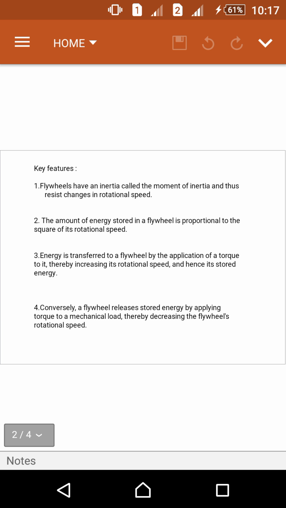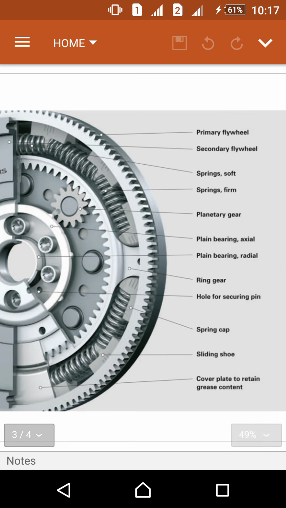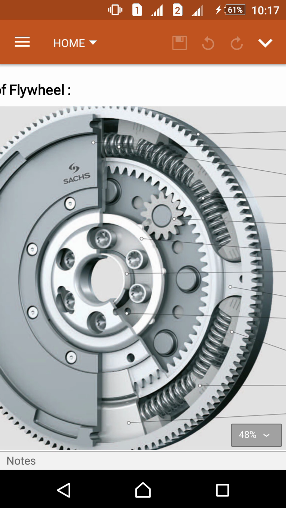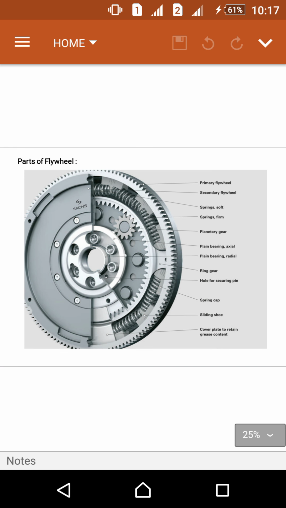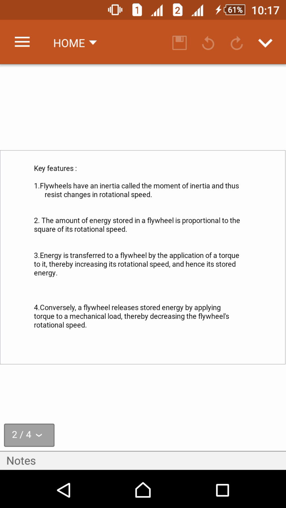And the next one is energy is transferred to a flywheel by the application of torque, thereby increasing its rotational speed, and hence its stored energy. While the rotational speed of the energy is increased, then the rotational motion is decreased and the speed of the engine is increased.